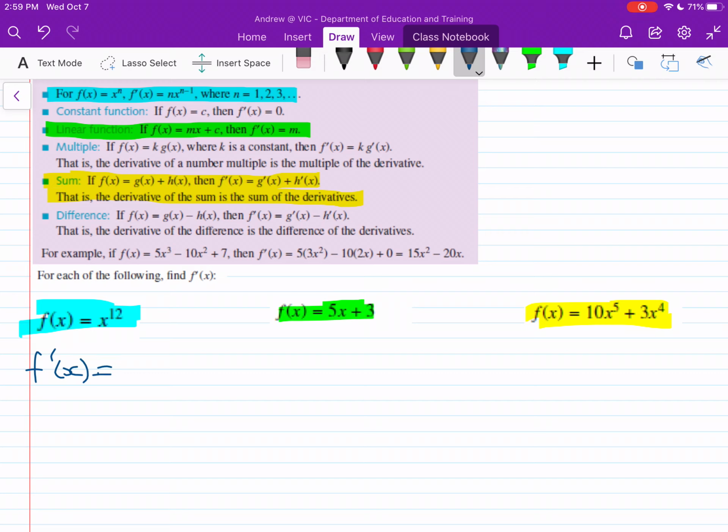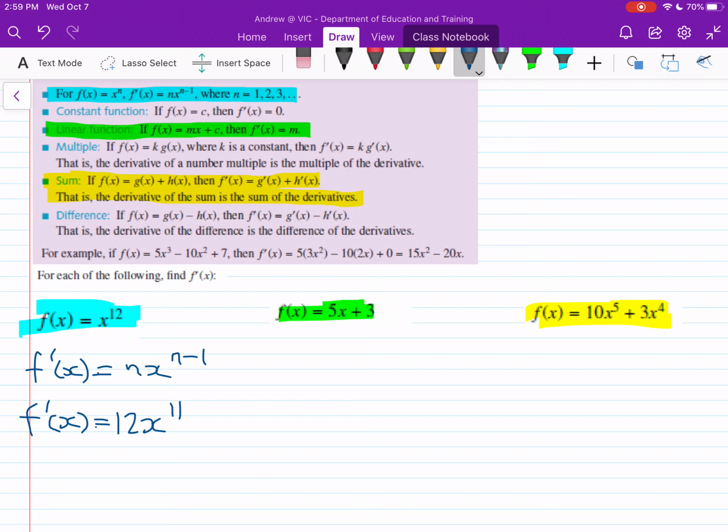So hopefully you can see in this, and I'm just going to write out our rule. This is going to be n x^(n-1). So that makes f'(x) equal to 12x to the power of 11. So we don't need to do all the stuff with first derivatives. You can just follow these rules and easily differentiate these equations. So we'll go on to the second one here.